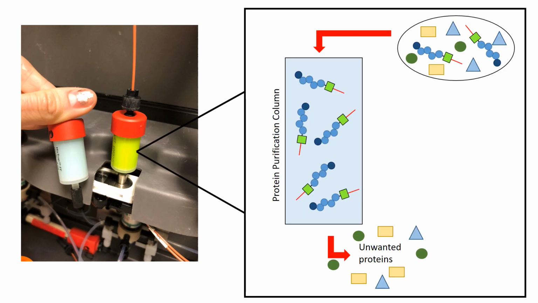Next, I purified my proteins of interest from the E. coli cells, and we can do that using a protein purification column like this one. My model proteins have a specific tag that binds to the beads in the column, trapping my model protein in the column. All other unwanted proteins do not have this tag, which allows them to flow through the column.